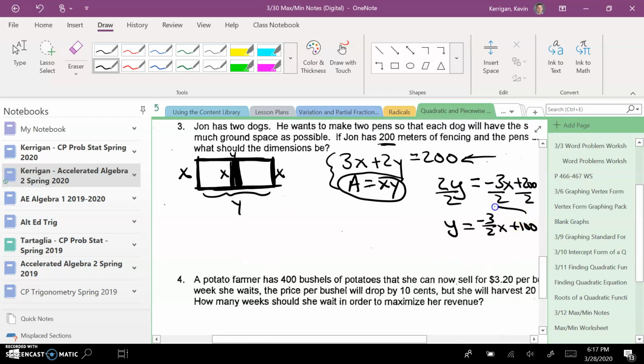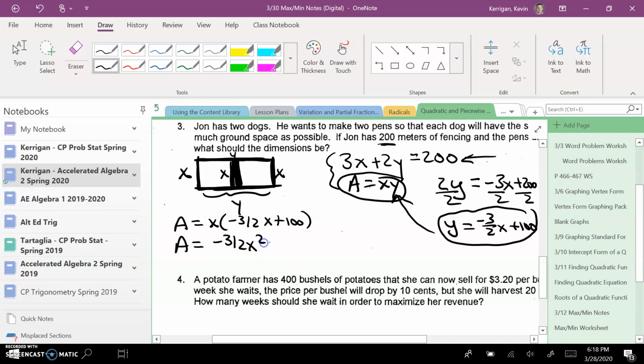And then I can go ahead and take that and plug it right in for that Y. That area equals X times negative 3 halves X plus 100. Area equals negative 3 halves X squared plus 100X. Okay. And then again, here's all I need. I have my area equation. If I go through and find the vertex of this, it will tell me what that X value needs to be.